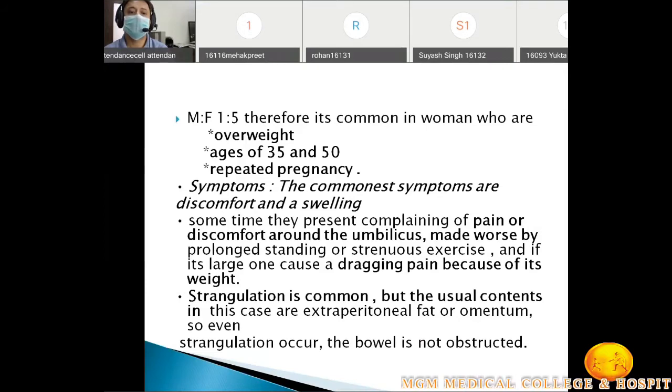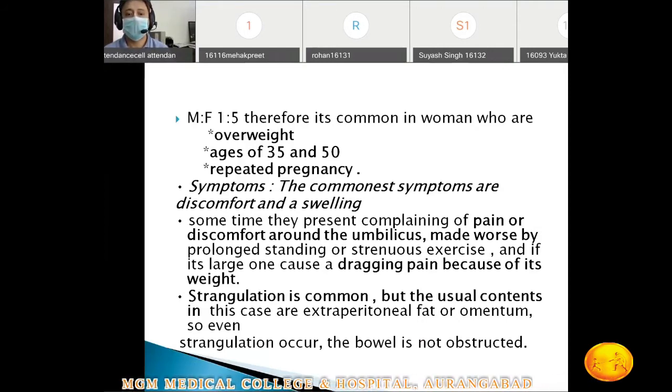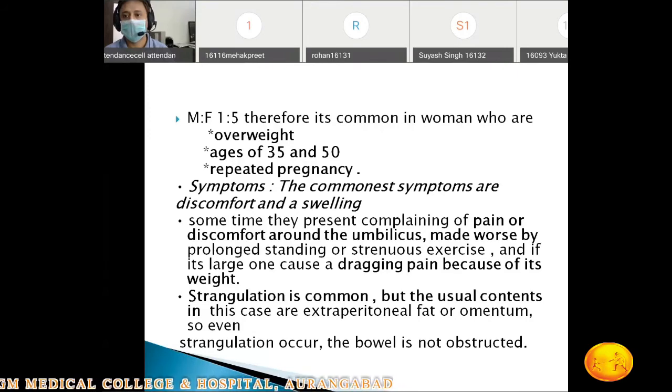Symptoms: the commonest symptoms are discomfort and a swelling. Sometimes they present complaining of pain or discomfort around the umbilicus, which is made worse by prolonged standing or strenuous exercise. And if it's large, one causes dragging pain because of its weight. Strangulation is common, but the usual contents in this case are extraperitoneal fat or omentum. So even if strangulation occurs, the bowel is not obstructed.